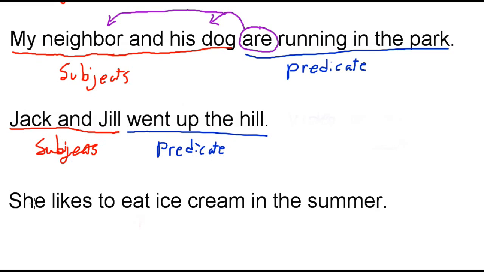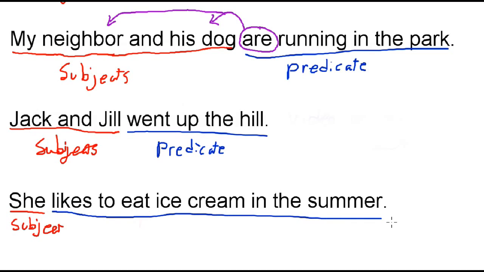Okay, so let's see the next one. She likes to eat ice cream in the summer. Me too, everyone does. Now we don't have a name like Jack and Jill, but we do have she. She is a personal pronoun or a subject, correct? So she is the subject. And likes to eat ice cream in the summer, well, that's talking about she. All of this is talking about she. So, therefore, this is the predicate. There we go.